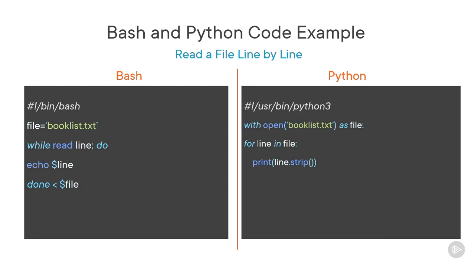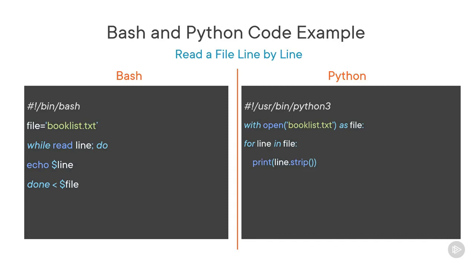On the Python side, we are opening the file and we are specifying that it is file. That could be anything. It could be book list or it could be file 1. And then we're running a for loop to read line by line in file. And then we're printing that output to the screen line by line, and we're stripping the space in between the lines that would normally be there.